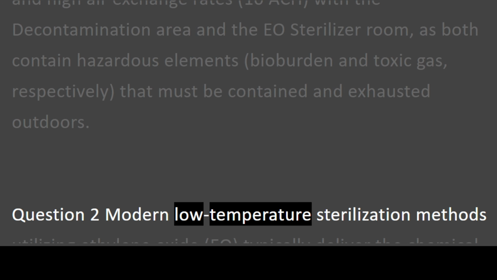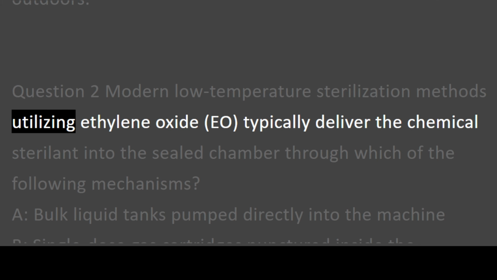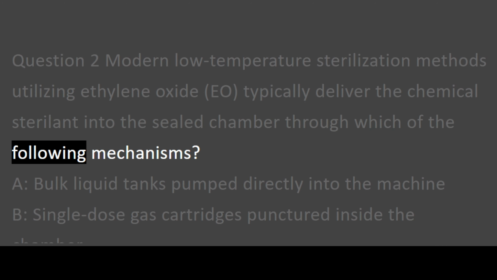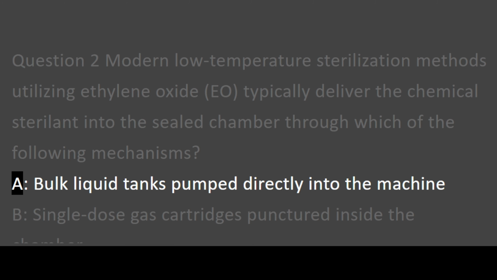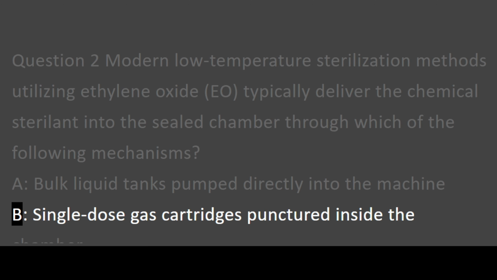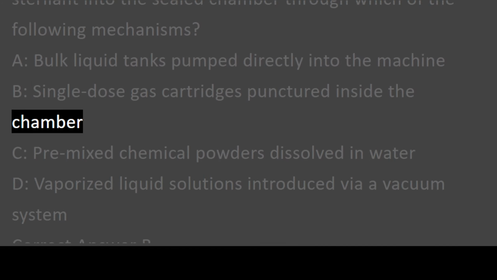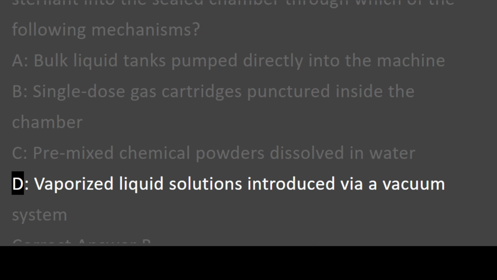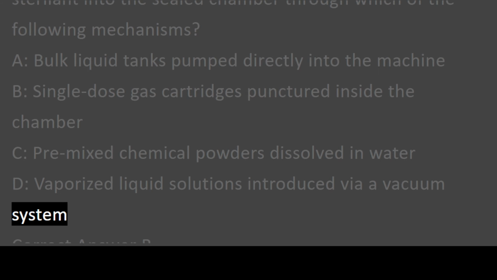Question 2. Modern low-temperature sterilization methods utilizing ethylene oxide, EO, typically deliver the chemical sterilant into the sealed chamber through which of the following mechanisms? A. Bulk liquid tanks pumped directly into the machine. B. Single-dose gas cartridges punctured inside the chamber. C. Pre-mixed chemical powders dissolved in water. D. Vaporized liquid solutions introduced via a vacuum system.